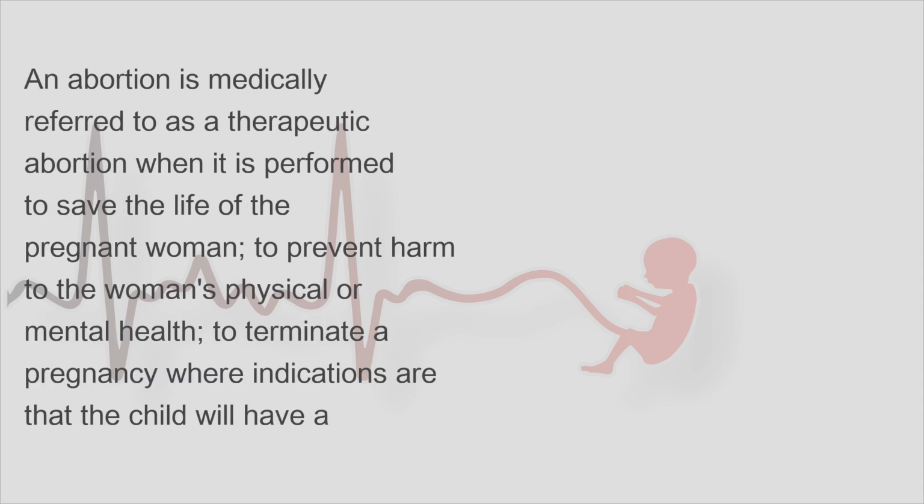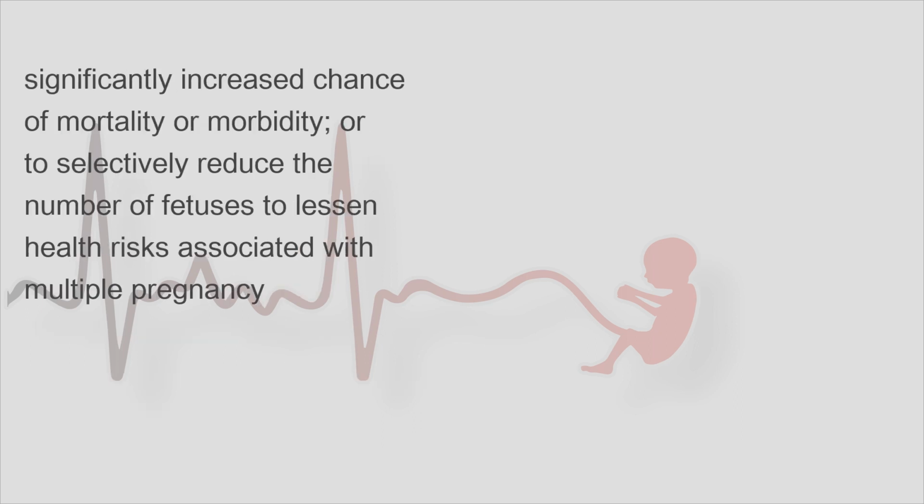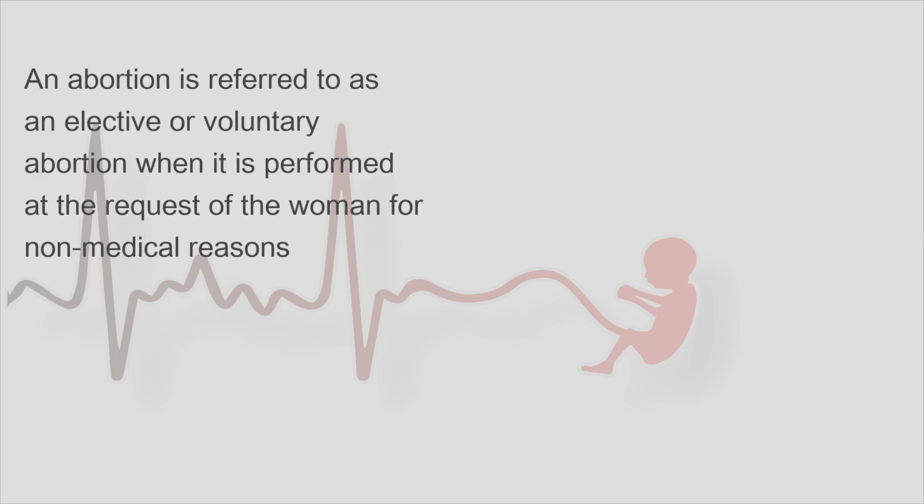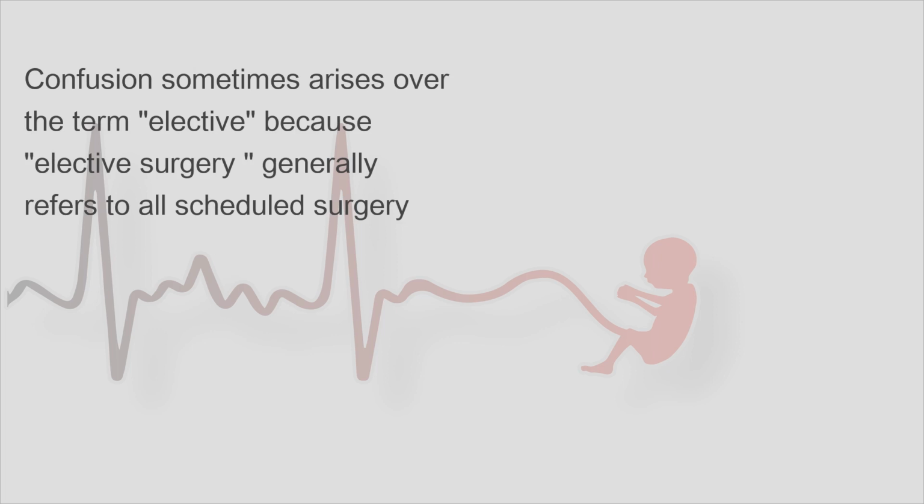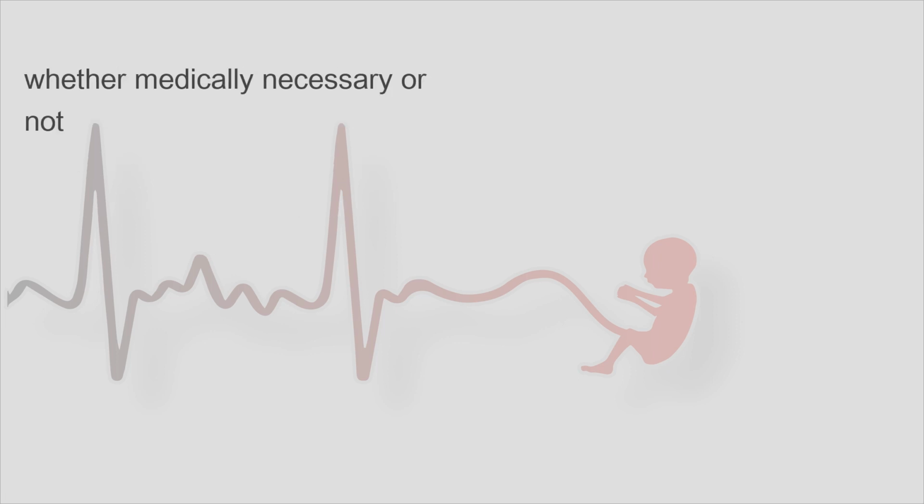An abortion is medically referred to as a therapeutic abortion when it is performed to save the life of the pregnant woman, to prevent harm to the woman's physical or mental health, to terminate a pregnancy where indications are that the child will have a significantly increased chance of mortality or morbidity, or to selectively reduce the number of fetuses to lessen health risks associated with multiple pregnancy. An abortion is referred to as an elective or voluntary abortion when it is performed at the request of the woman for non-medical reasons. Confusion sometimes arises over the term elective because elective surgery generally refers to all scheduled surgery, whether medically necessary or not.